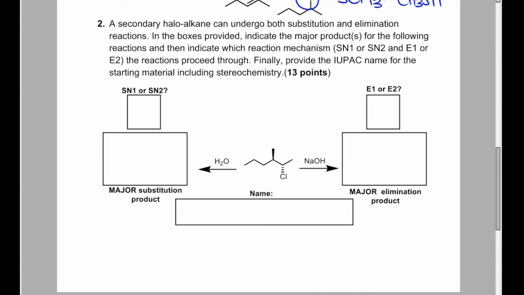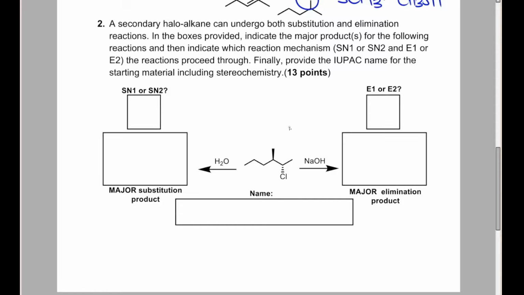2. A secondary haloalkane can undergo both substitution and elimination reactions. In the boxes provided, indicate the major product or products of the following reactions, and then indicate which reaction mechanism, SN1, SN2, E1, or E2, the reactions proceed through. Finally, provide the IUPAC name for the starting material, including stereochemistry. So for this problem, I'm just going to go from left to right, starting with this reaction with water, and then I'll name it at the end.